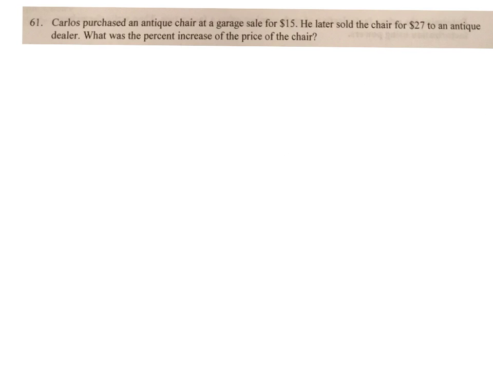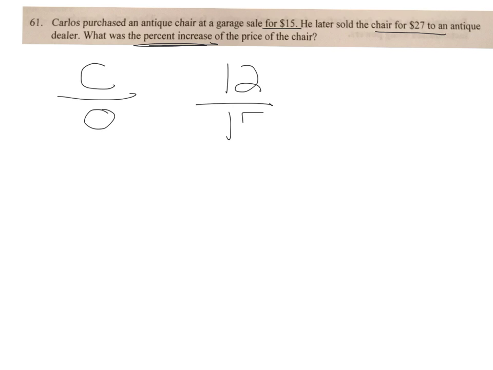Question 61. Carlos purchased an antique chair at a garage sale for $15. He later sold the chair for $27. What was the percent of increase? So once again, this is a percent of increase, so we're doing that change over the original. The change went from 15 to 27. That's a $12 increase. The original price was $15.